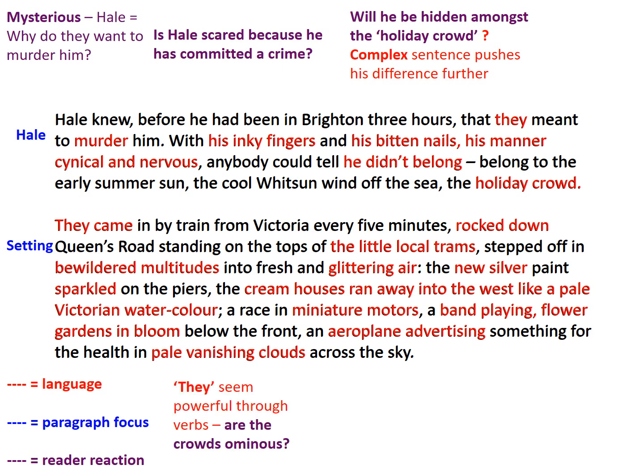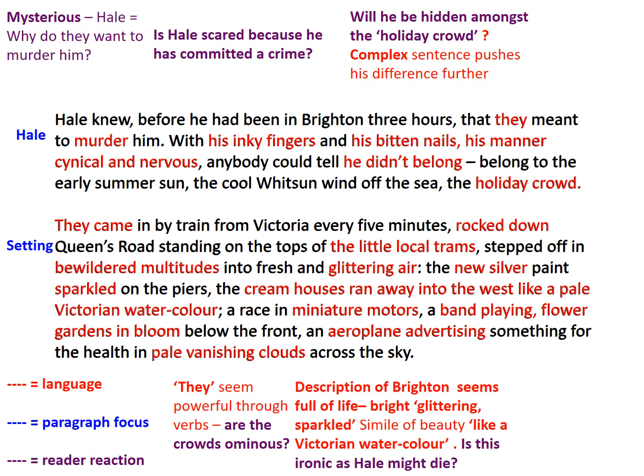The description of Brighton full of life seems quite ironic. Is this because Hale might die, so he's even more at odds with the landscape? And finally, setting up this idea of a stereotype of joy, it contrasts very much with the fear that Hale is facing in that moment.